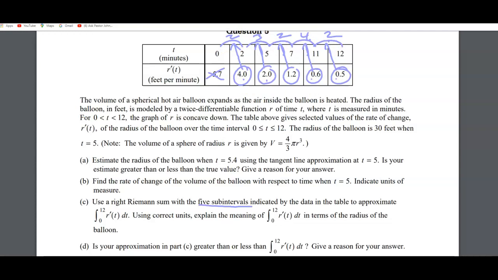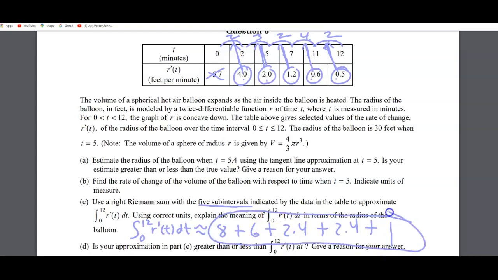So what we would do then is say that the area under that curve is approximately equal to 8 plus 6 plus 2.4 plus, would that be 2.4 as well, I believe, plus 1. You could add them together if you want to, but remember, use your freedom wisely. This is an FRQ. I don't have to simplify that. That's the answer. All right.